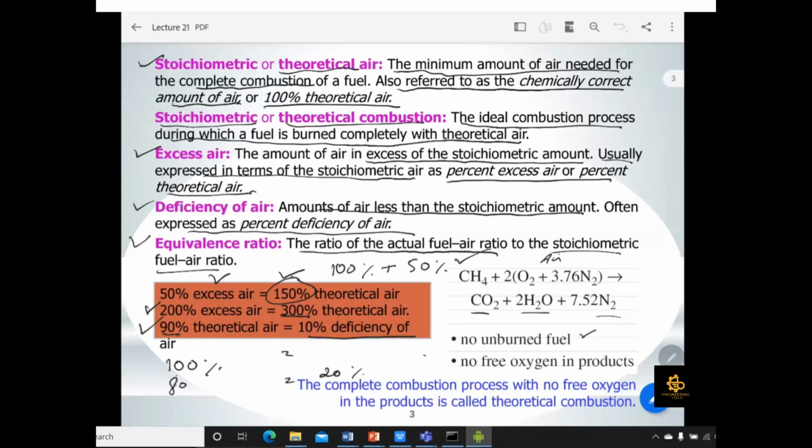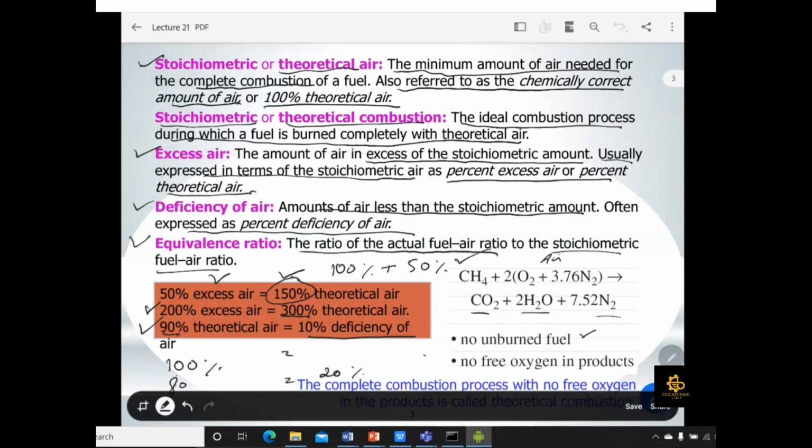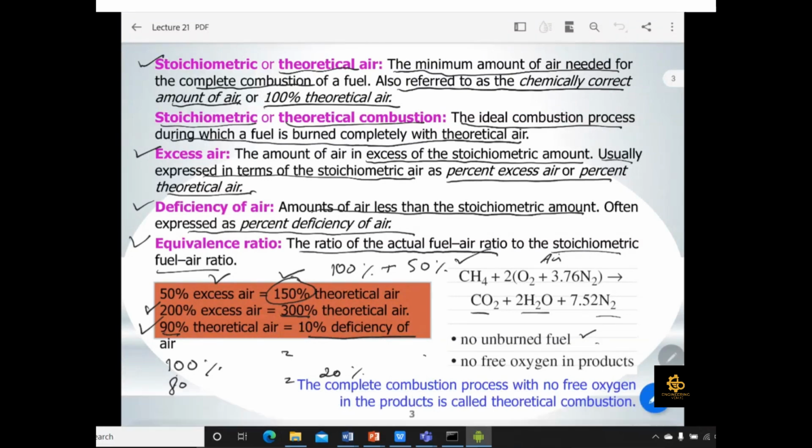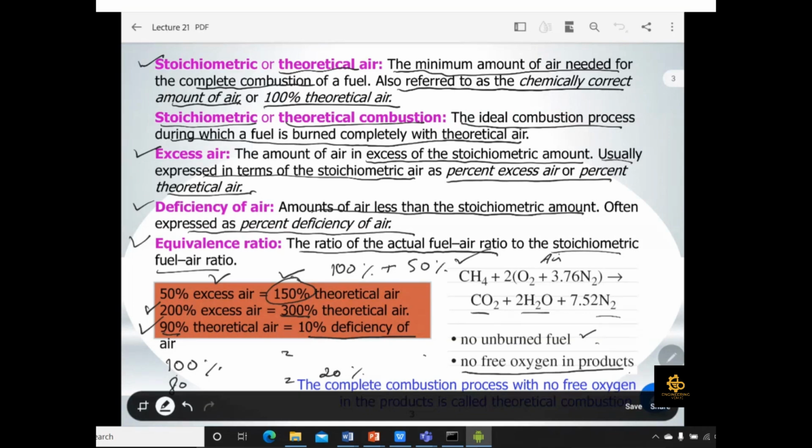We do not see carbon, we do not see H2 alone, we do not see any other product, as we already saw in the previous slide. And also there is no free oxygen in the product. If there is no free oxygen, again we call it a complete combustion process. This is the one thing from which you can easily judge whether it is a complete combustion equation or an incomplete combustion equation.